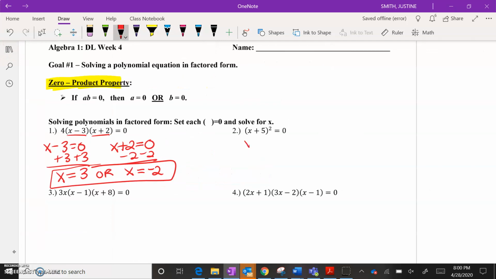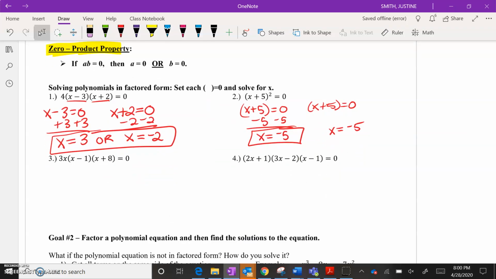Okay, I would have x plus 5 is equal to 0. And since it's squared, I would also have x plus 5 equals 0. So if I solve this, I'm obviously going to get x is equal to negative 5 in both cases here. So you don't need to write that twice. You would just write in your answer x is equal to negative 5.